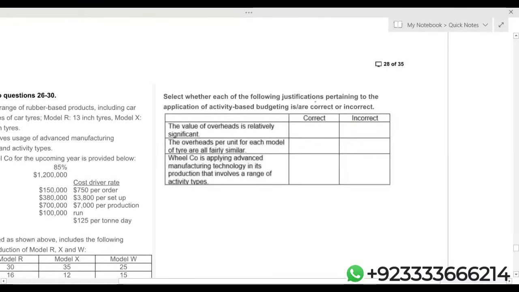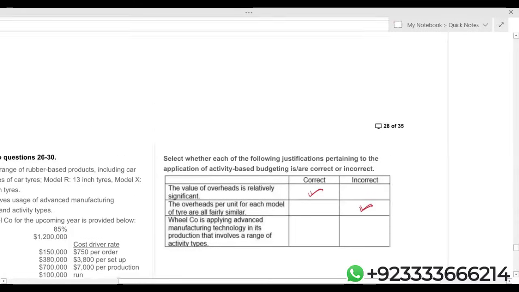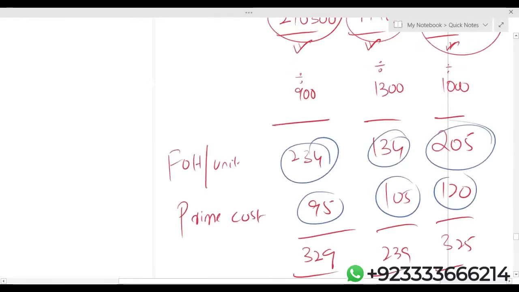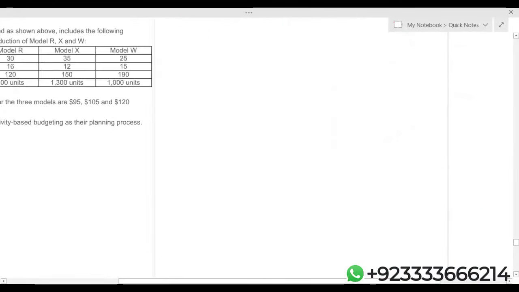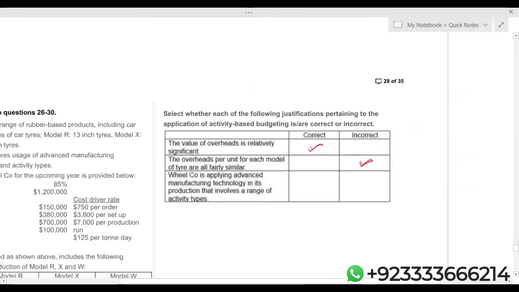Select whether each of the following justifications pertaining to the application of ABC budgeting is correct. The value of overhead is relatively significant. Yes, that gives you the justification to go for ABC. The overheads per unit for each model of tire are all fairly similar. How is it possible? They are not similar. Overheads per unit of each model are not similar. It is 234 per unit. It is 135. It is 20. Are they similar to each other? Not at all. If they were more or less the same, then what is the point of applying ABC?